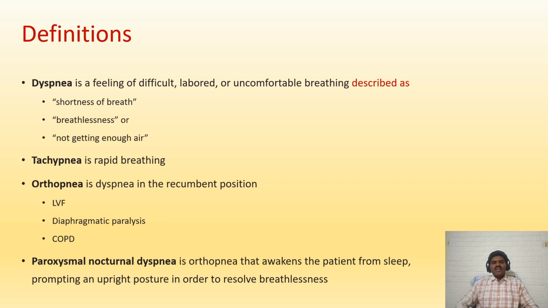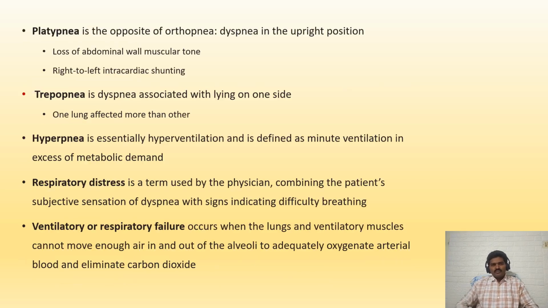The next is platypnea, which is the opposite of orthopnea. The patient will have dyspnea in the upright position. The causes are loss of abdominal wall muscular tone and right to left intracardiac shunting. Trepopnea is dyspnea associated with lying on one particular side of the body. If one lung is affected more than the other, as in pleural effusion or empyema, you can see trepopnea when the patient lies on the same side.